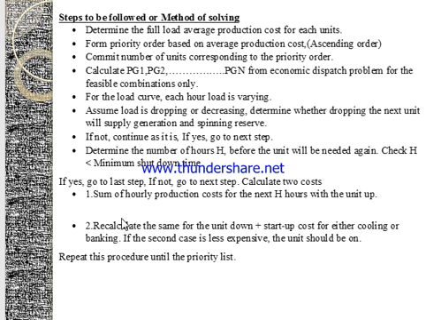Next, for the load curve, each hour the load is varying. Assuming the load is decreasing, determine whether dropping the next unit will still supply the generation and spinning reserve. If this doesn't satisfy, we have to continue as it is, and if it satisfies, then we go to the next step.